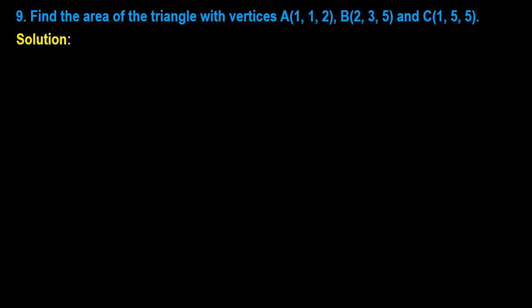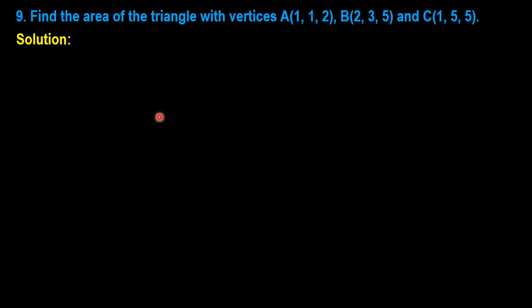Now let me solve question number 9. The question is: find the area of the triangle whose vertices are A (1, 1, 2), B (2, 3, 5), and C (1, 5, 5). The formula for the area of a triangle I have already given you: area of triangle equals half times the modulus of A vector cross B vector.